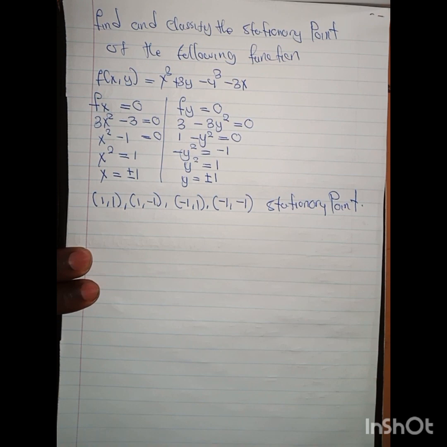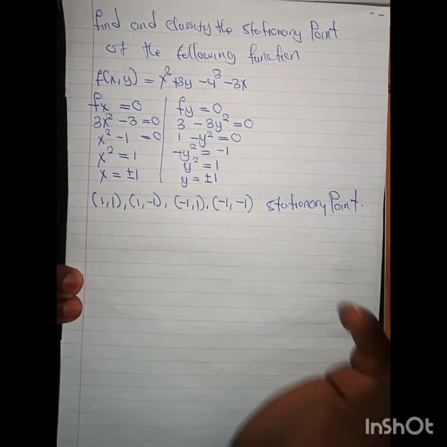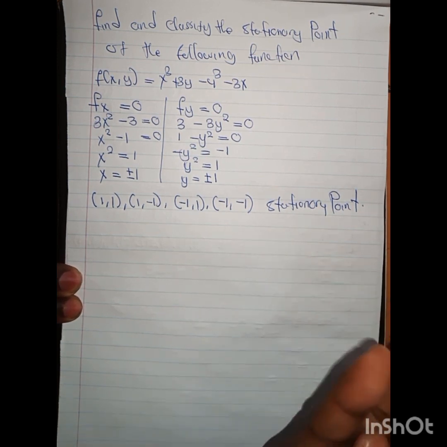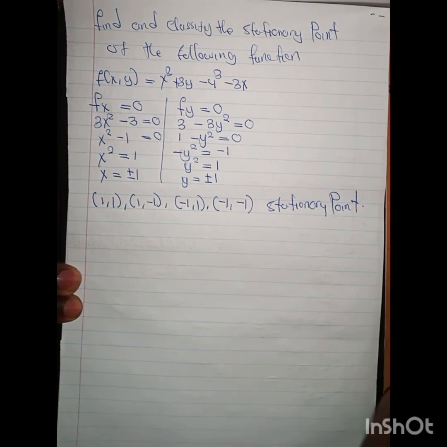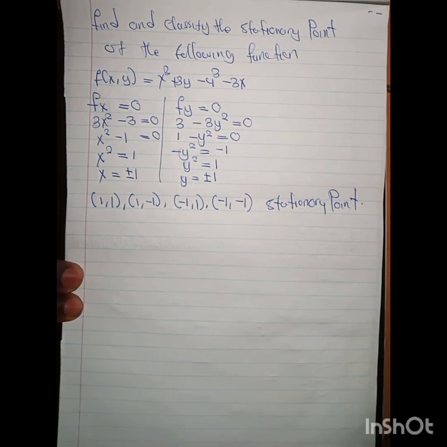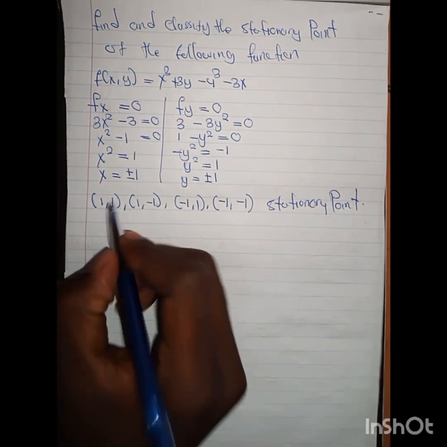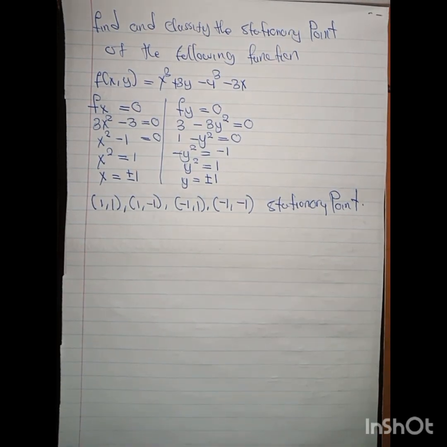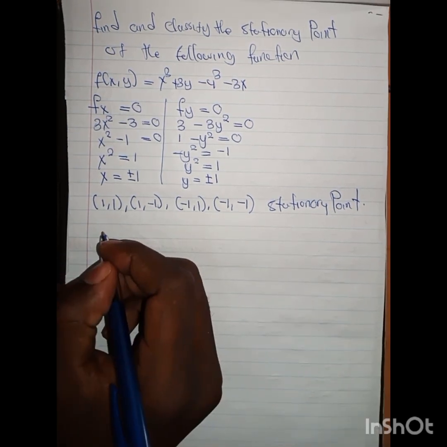But the question is not yet complete, because we have to find the stationary points and classify them. So how then do we classify our stationary points? We are going to classify our stationary points as either a maximum, a minimum, or a saddle point. In order to determine whether a point is a minimum, maximum, or saddle point, we have to go through some steps. Then let us look at the following.